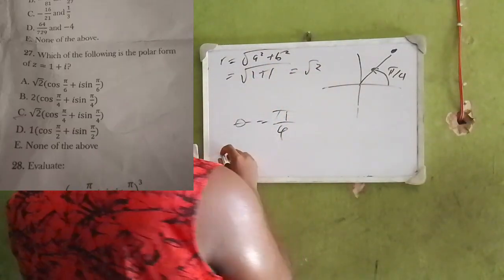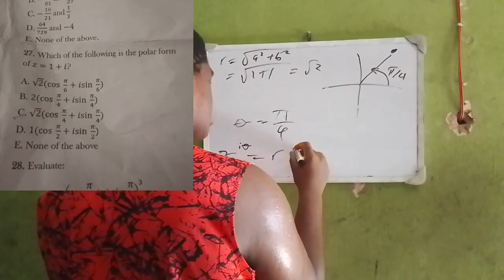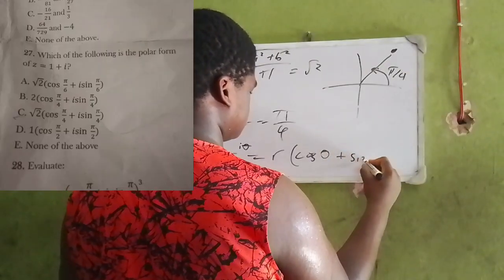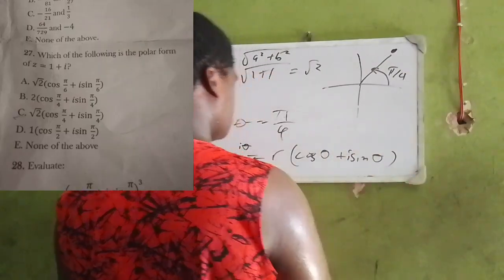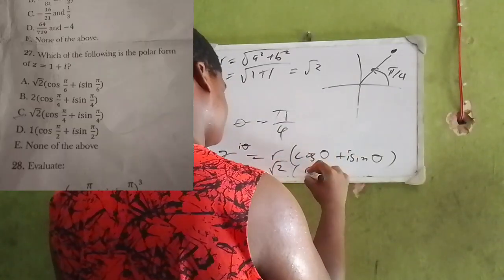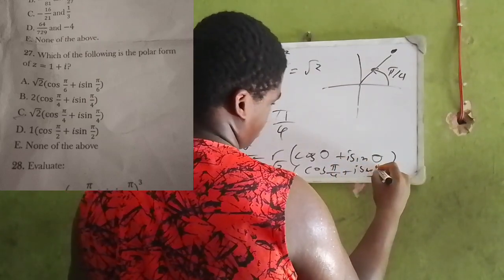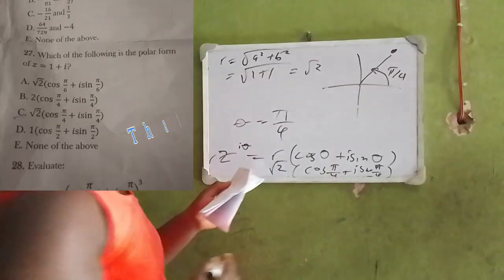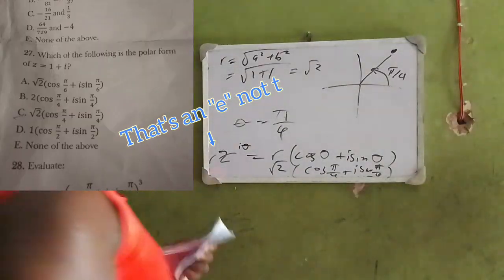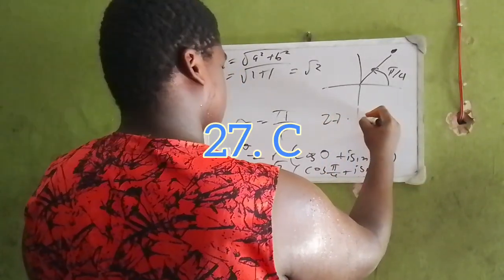So our polar form is equal to r times cos theta plus i sine theta. Our radius here is square root of 2. So we have square root of 2 times cos pi over 4 plus i sine pi over 4, which corresponds to option C. Root 2 times cos pi over 4 plus i times sine pi over 4. So we have option C. 27, option C.